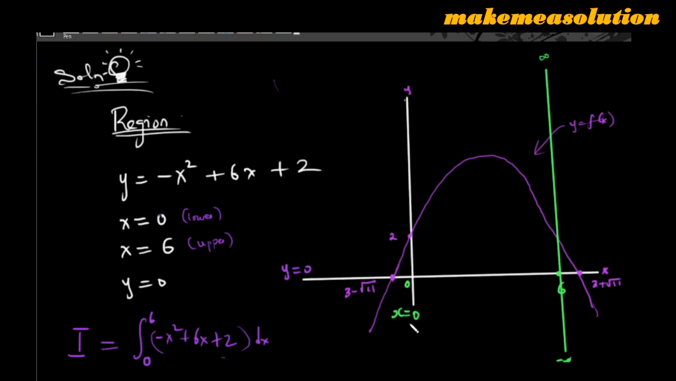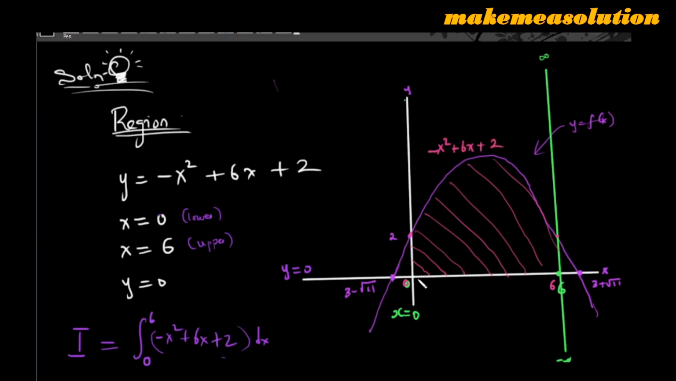If we take note of the line x equal to 0, the line x equal to 6, and the line y equal to 0, you'll discover that this is the region that we are actually interested in. We want to find the area enclosed by this region. The area enclosed by this region is going to be the integral from x equal to 0 to x equal to 6 of the curve minus x squared plus 6x plus 2. We are going to evaluate this integral to figure out the value of the shaded portion. I hope you understand this.